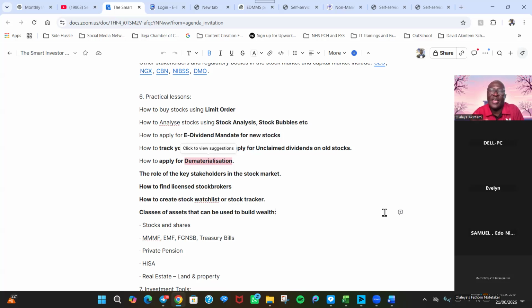The full definition of dematerialization, I've posted it somewhere on the Telegram group. Again, go and read it. If you can't find it, send me a message on the Telegram platform. I will search for it and then repost it.